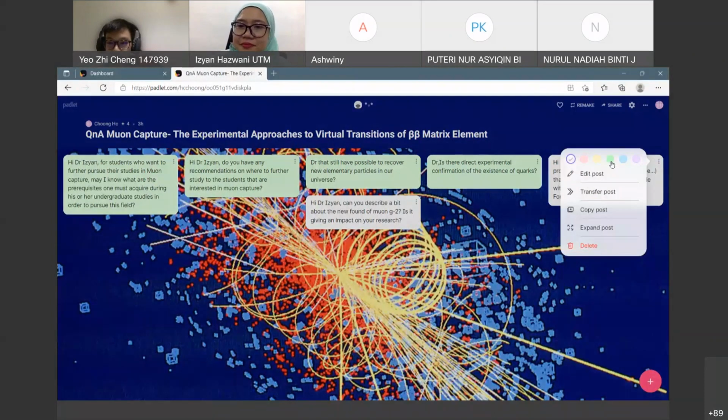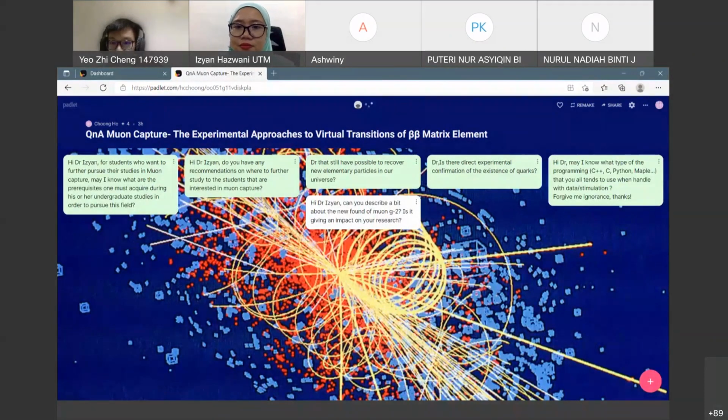All right, so now we have one more, actually two more in the Padlet. It says: may I know what type of programming, it could be C++, C, Python, or Maple, that you use when you are handling the data and also the simulation?